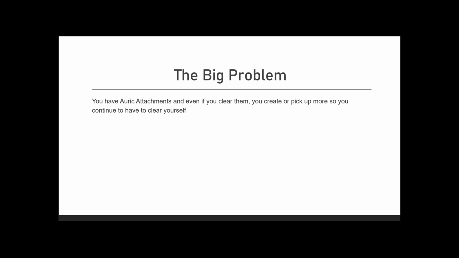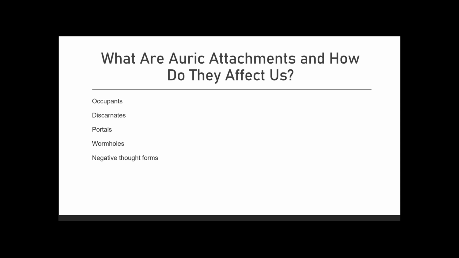Well, the big problem is you, or maybe your partner or your family members or your children, have auric attachments, and even if you clear them, you create or pick up more, so you continue to have these sessions. So first of all, what are auric attachments? Well, auric attachments are occupants, discarnates, portals, wormholes, and negative thought forms.